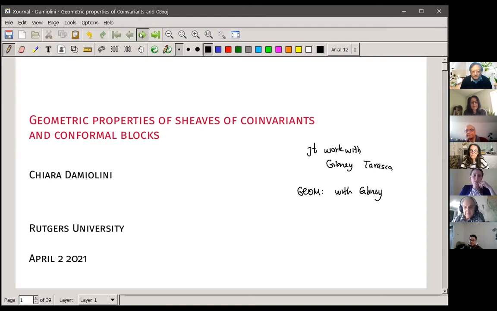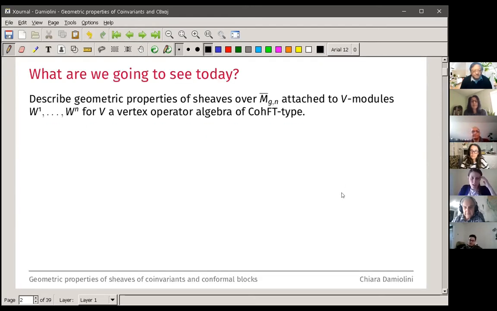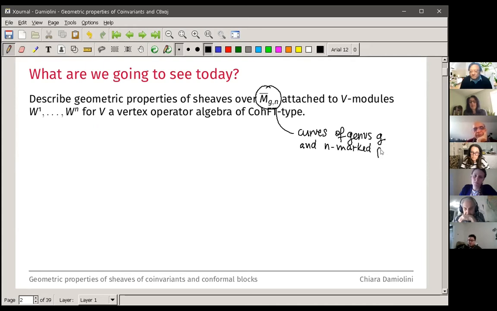So what we are going to see today, as the title says, is that we have some sheaves over the moduli space of curves of fixed genus and marked points. As an algebraic geometer, I'm interested in this space, and a way to study this space is to study bundles or sheaves on it. I will say a bit more about this later.